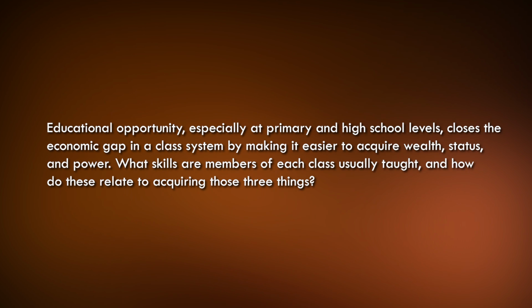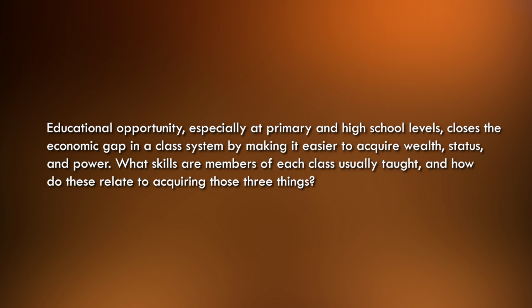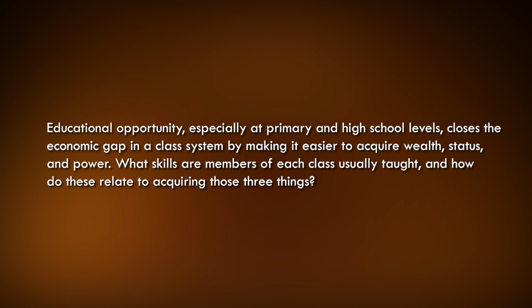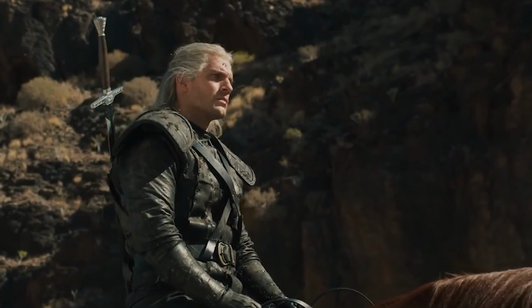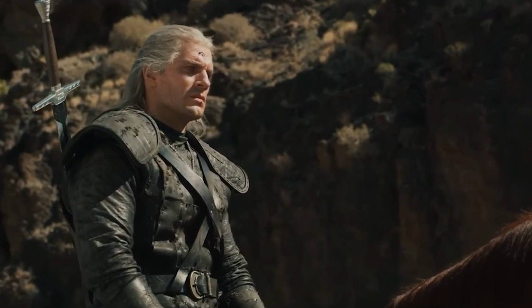Educational opportunity, especially at primary and high school levels, closes the economic gap in a class system by making it easier to acquire wealth, status, and power. So, what skills are members of each class usually being taught, and how do these relate to acquiring those three things? But it's equally important to figure out which choices or attributes make social mobility harder.